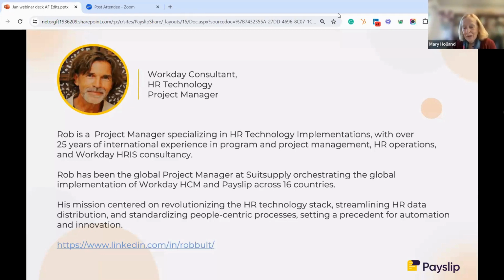So Rob met Payslip, I think about 18, 19 months ago at a Workday event. That's where sometimes we all meet up. One of our salespeople was attending one of the Workday events and connected with Rob, and then we connected with Rob, and for us and for me, it's been a great experience getting his insights.